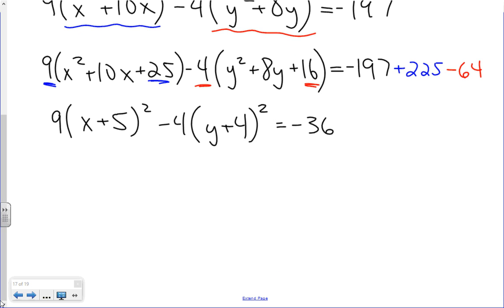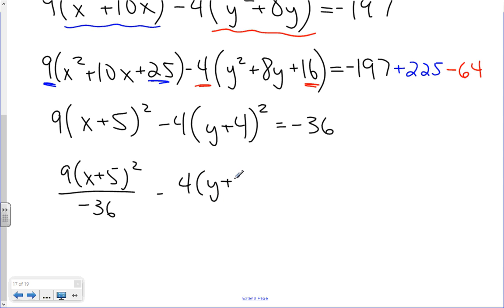Remember that the center radius form has this set equal to 1, so that's why I'm going to divide everything by a negative 36. So we've got 9 times x plus 5 squared divided by a negative 36. Divide that first term by the negative 36. Do the same thing for the second term. We've got a negative 4 times y plus 4 squared over the negative 36 is equal to 1 now. We divided everything by negative 36.